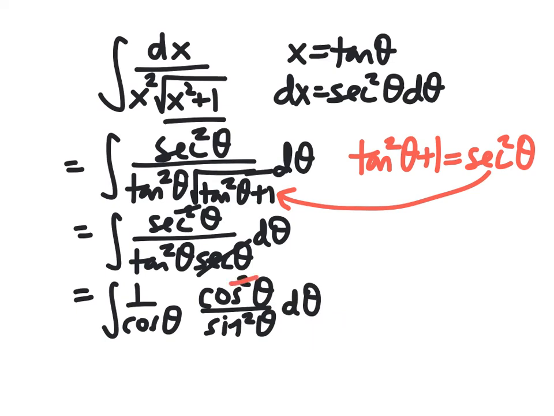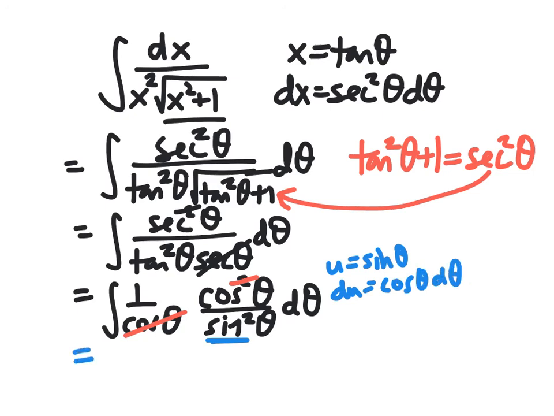So then what can we do? Again, we cancel out a power, we cancel out a cosine. And now you should notice sine is an inside function. It's squared, or to the minus 2. And its derivative is right there. So if u is sine theta, and du is cosine theta d theta, we can finish this off, right?